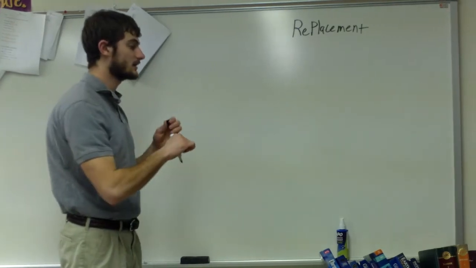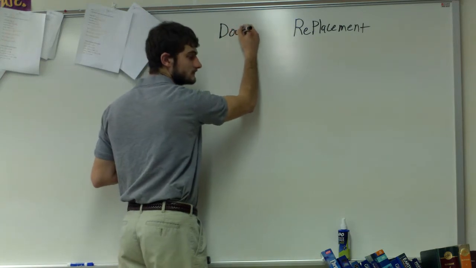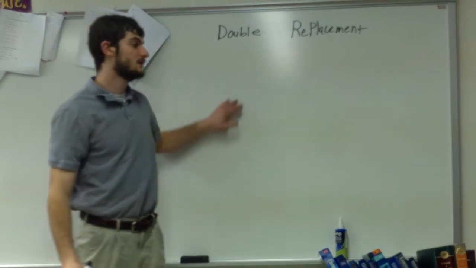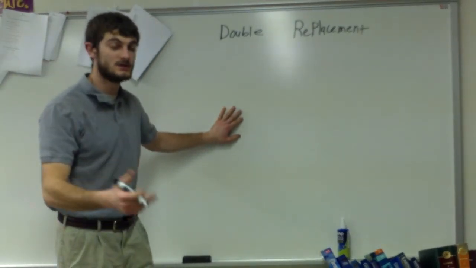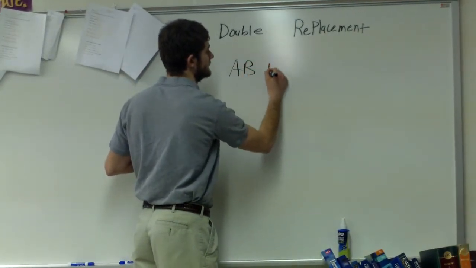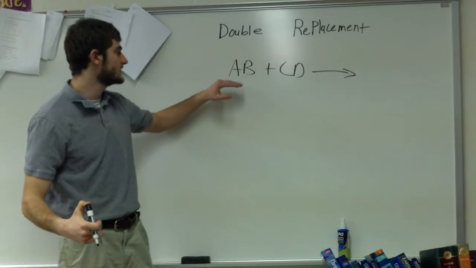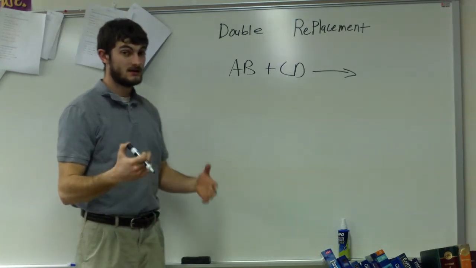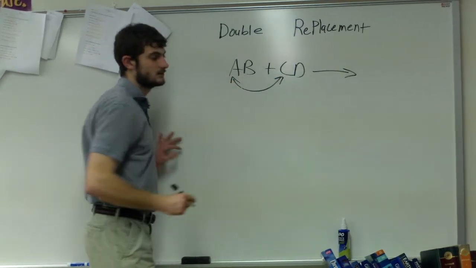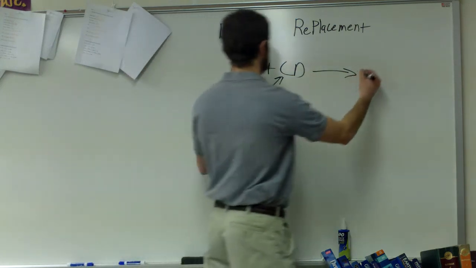Our next type of reaction we're going to cover today is going to be called double replacement. In a double replacement reaction, we're going to have a compound switching places with another compound. So we're going to start out with the generic equation AB plus CD. In this type of reaction, two of the elements switch place with each other and we end up with two different compounds.